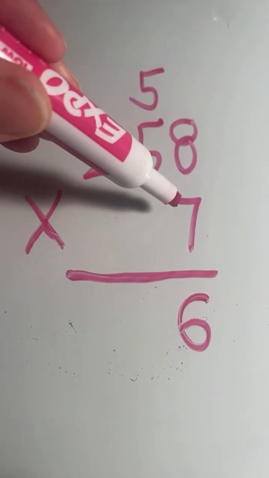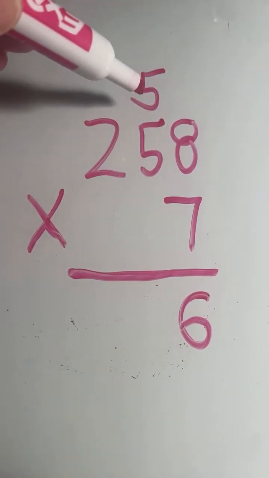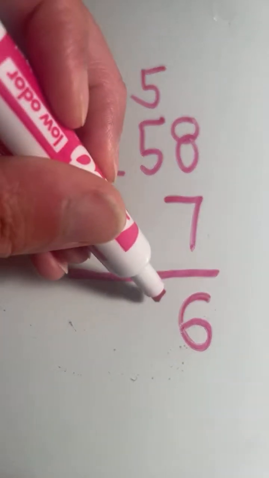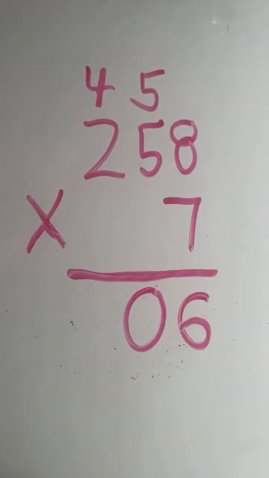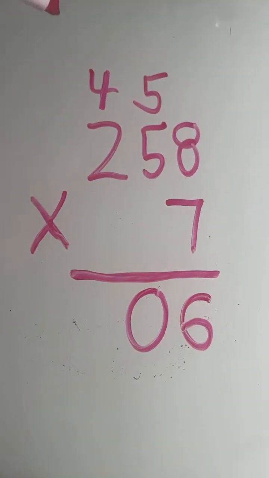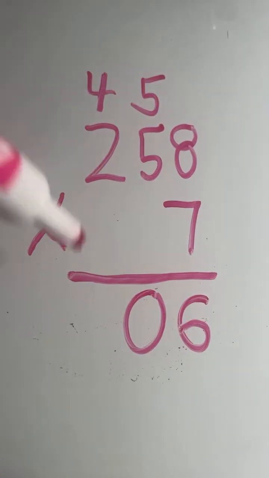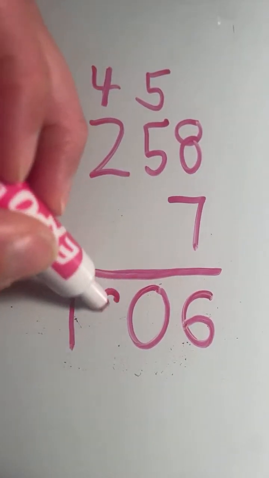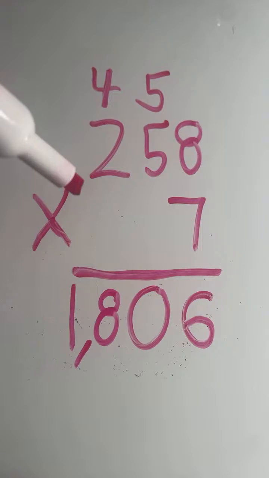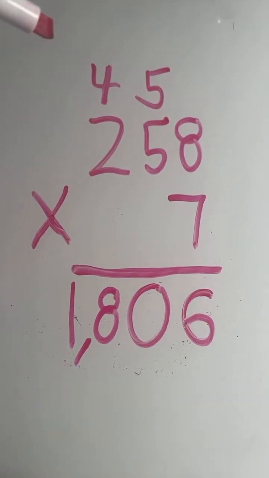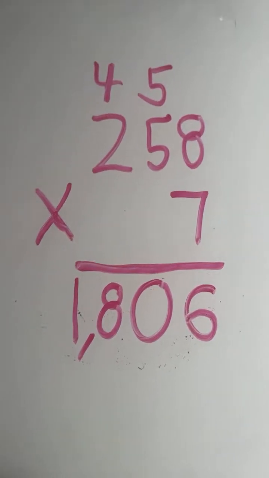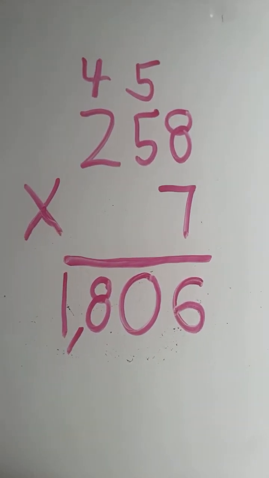5 times 7 equals 35, plus 5 equals 40. The 0 in 40 goes in the tens place. The 4 in 40 gets carried over to the hundreds place. 2 times 7 equals 14, plus 4 equals 18. And we have our final answer. 258 times 7 equals 1,806. Moving on to the next example.